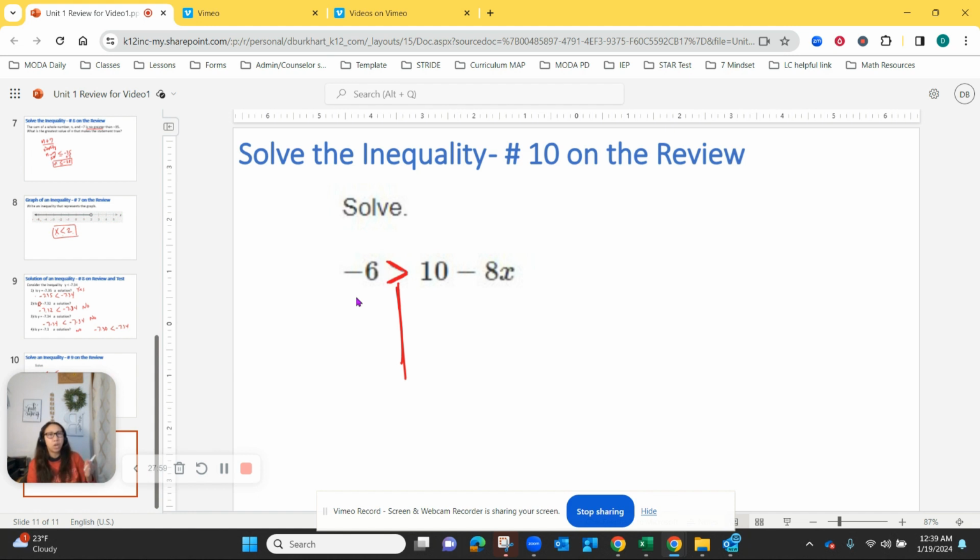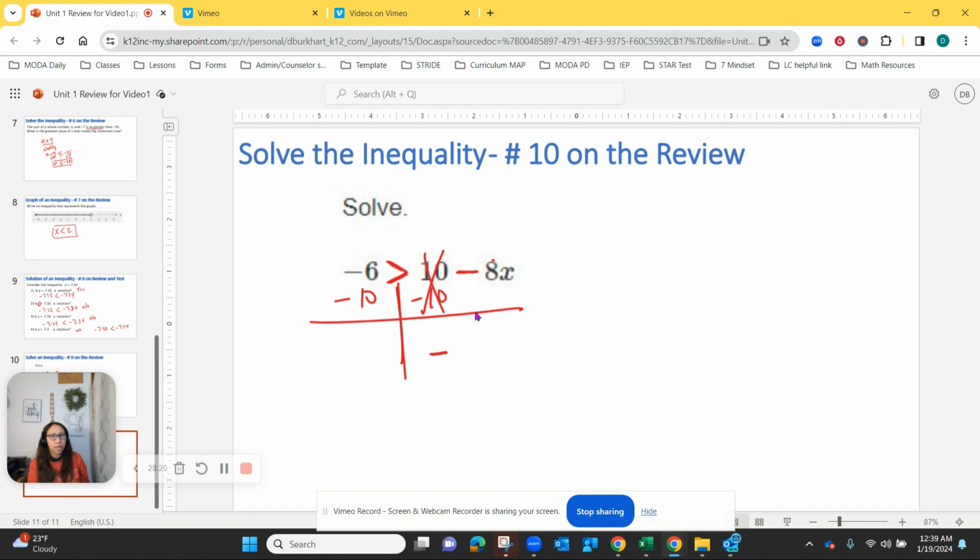It's kind of like your equation, but it's just an inequality. You have the right side of the inequality and the left side of the inequality. So I'm going to get rid of that positive 10 by subtracting 10 on both sides. So this cancels out, okay? What's left on the right side would be just negative 8x.